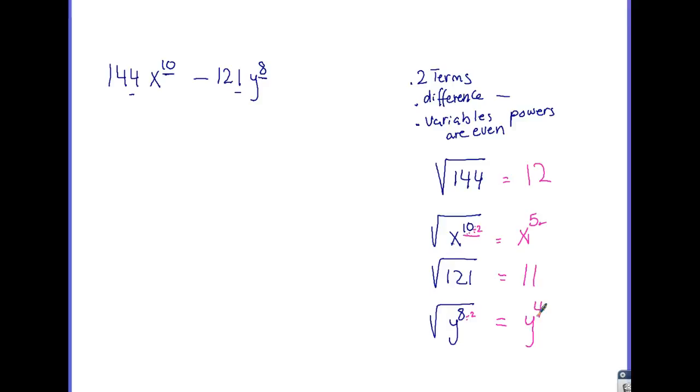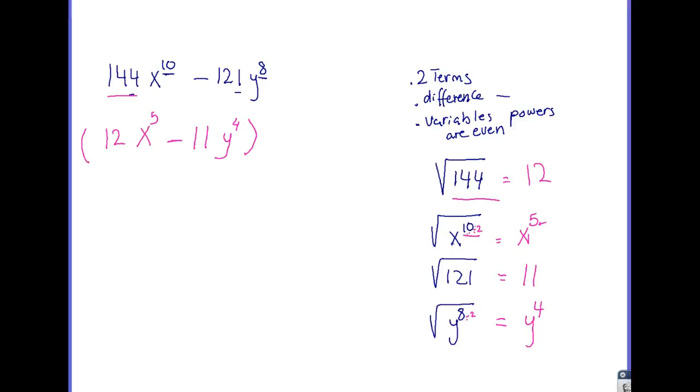You go back to your problem and you prepare the first parenthesis. Keep the negative sign, no problem. Then copy the square roots. What was the square root of 144? It was 12. What was the square root of x to the 10th? x to the 5th. What was the square root of 121? 11. y to the 8th? y to the 4th. That's your first parenthesis.